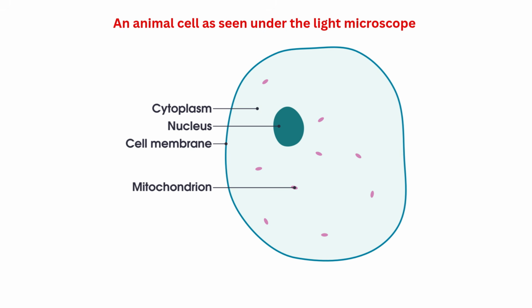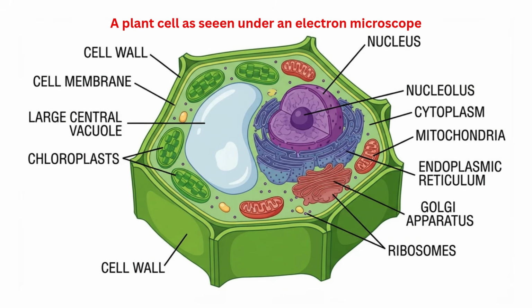Basic parts of an animal cell as seen under the light microscope. When you view an animal cell under the light microscope, you will observe the following structures: the cell membrane, the cytoplasm, and the nucleus. Basic parts of a plant cell as seen under the electron microscope.